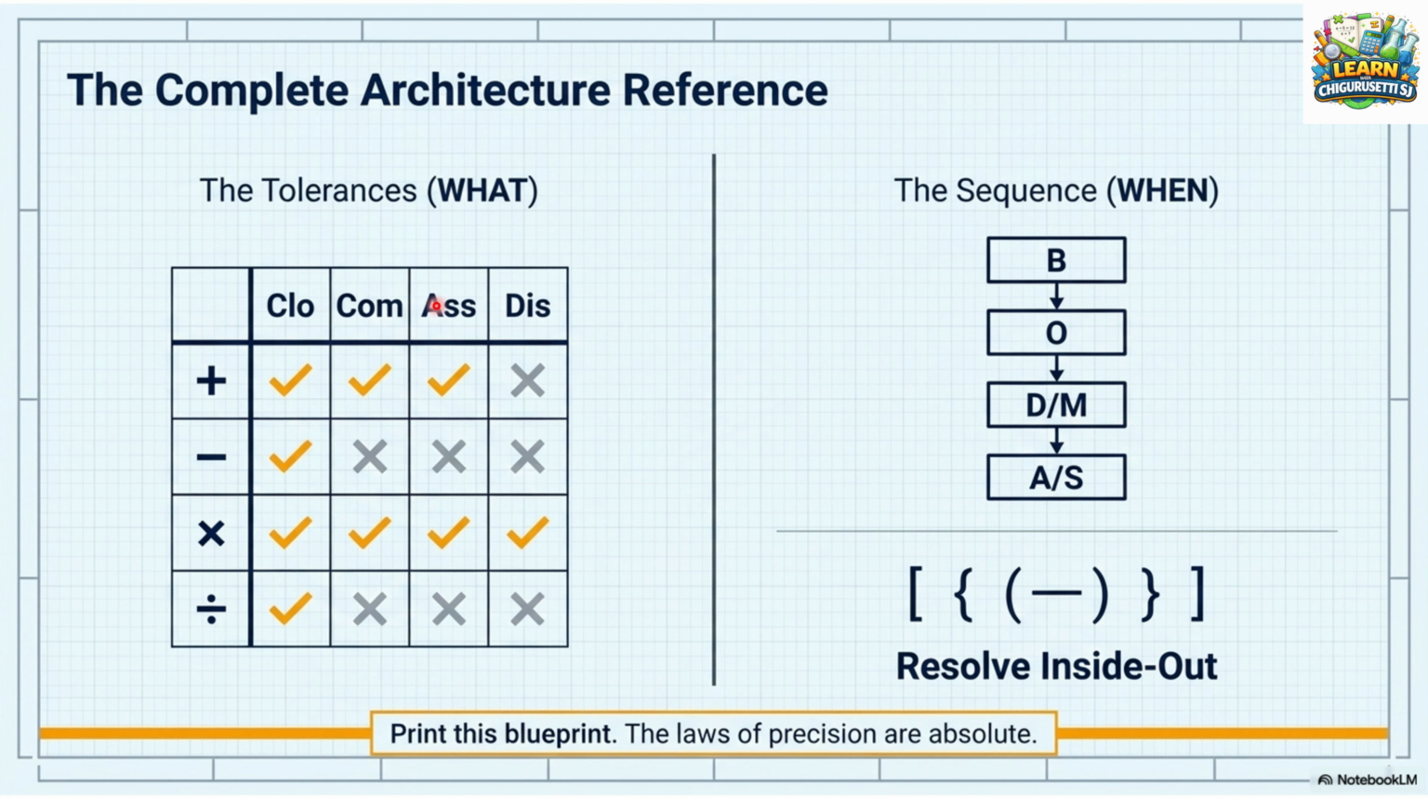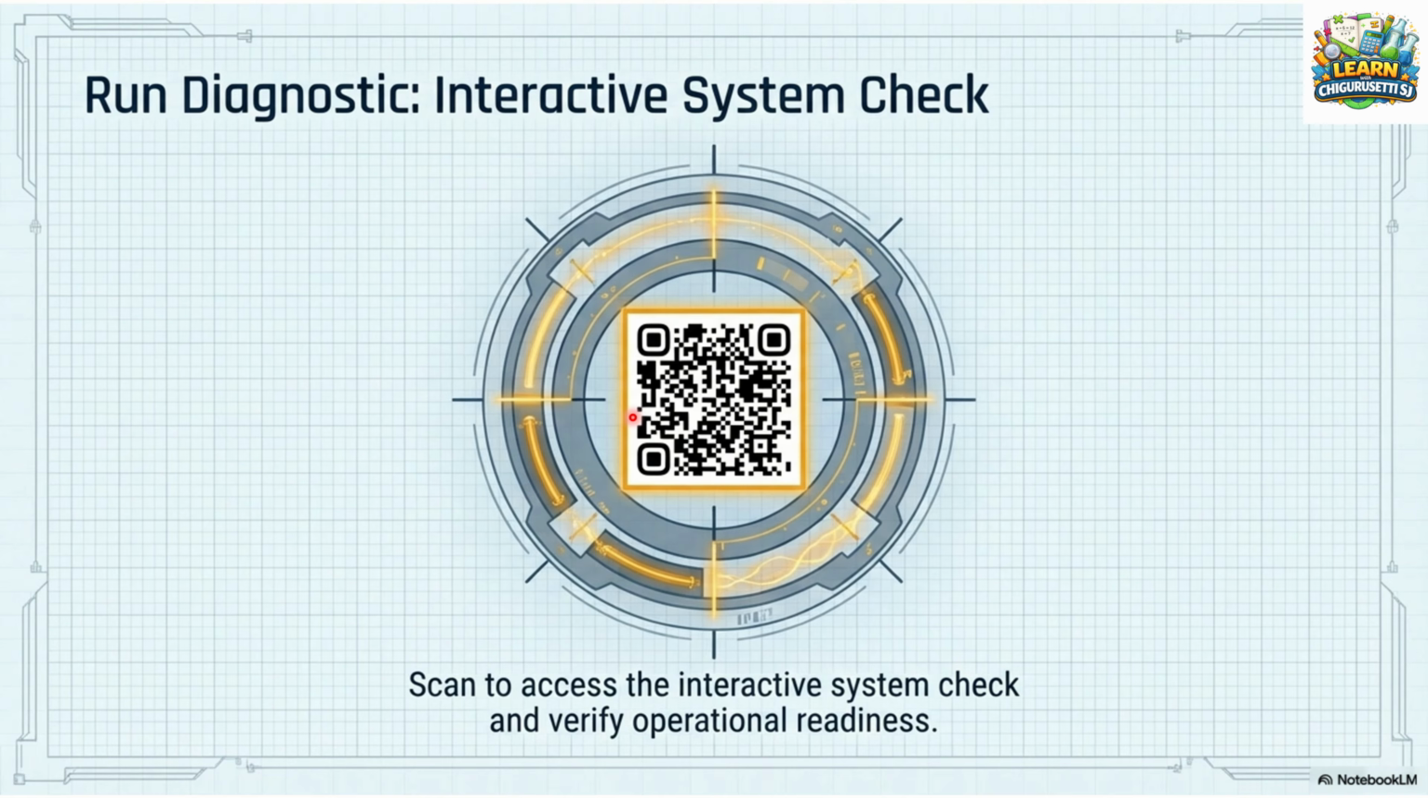This is a closure, commutative, associative, and distributive summary. This contains everything which is satisfying or not satisfying. And you can take an interactive check of your brain to see whether you have understood this concept by scanning this QR code.